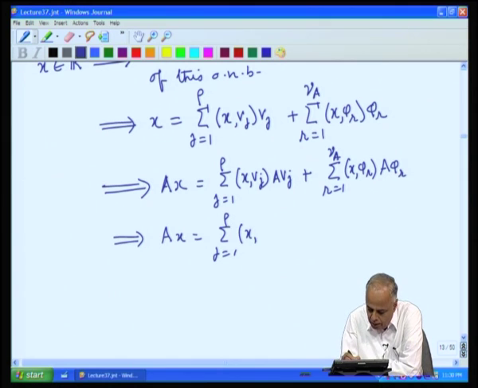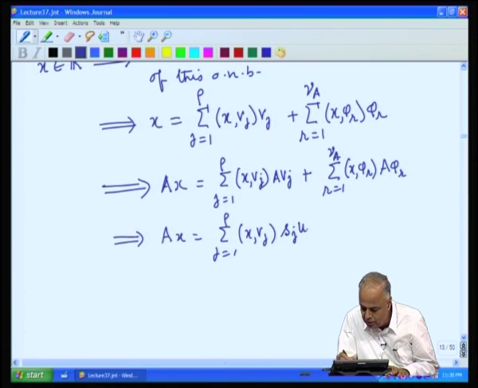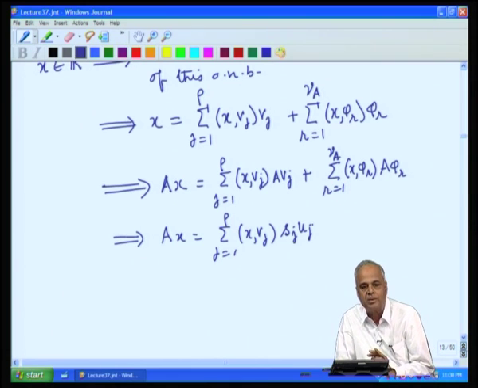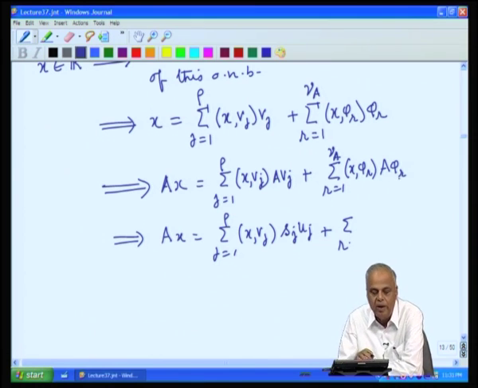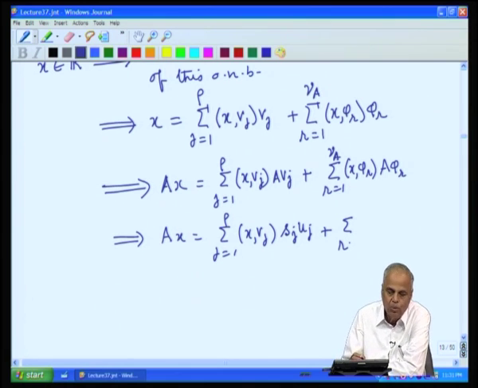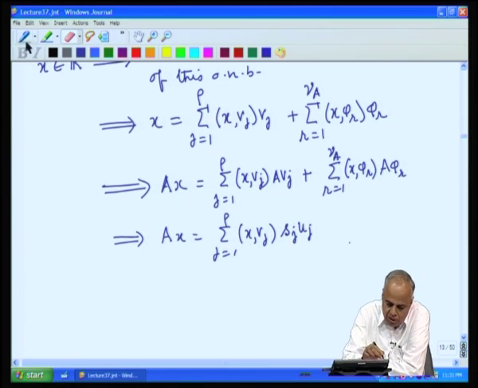Remember that according to our choice of the basis, A v_j was s_j u_j. That is how we chose the basis. The way we have chosen the basis forced A v_j to be s_j u_j. The v_j direction went to the u_j direction with the scaling factor s_j. Now, what is A phi_r? The phi_r's are all in the null space of A. So, A phi_r is the 0 vector.